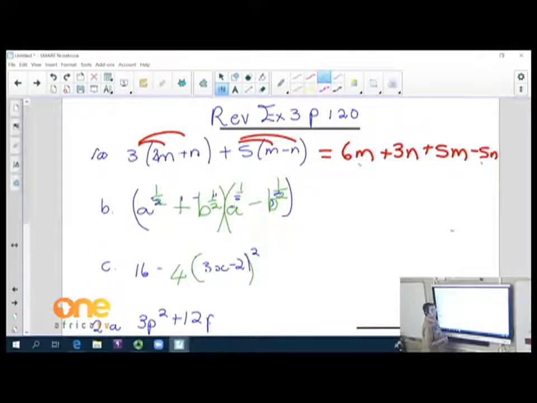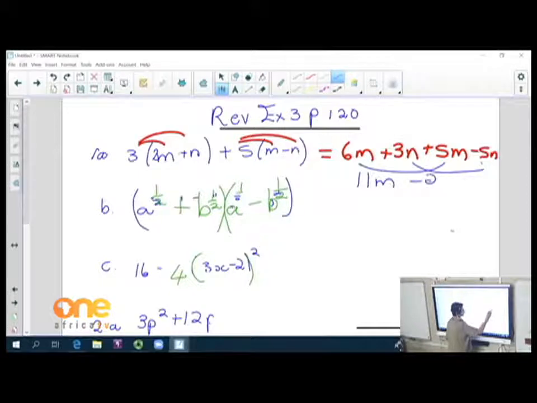Right, so the first one is products, just removing the bracket. This should be very easy. So there it is 6m plus 3n and 5m minus 5n. So now I can add my like terms. So it is 11m minus 2n. Use your calculator so that you don't make mistakes.